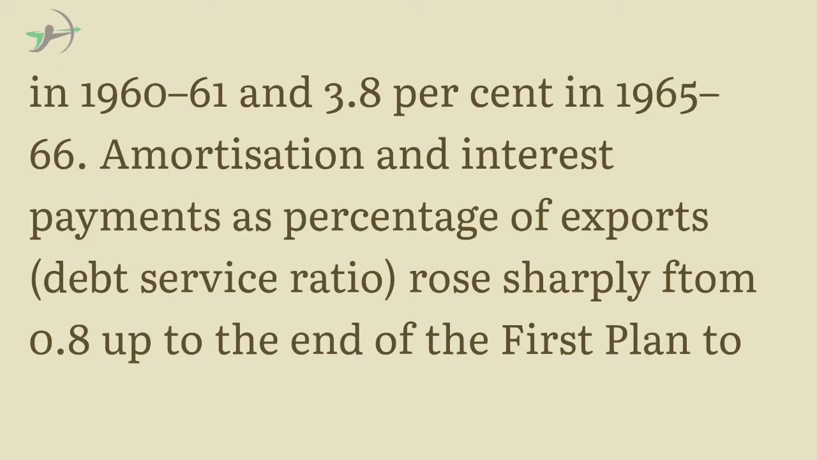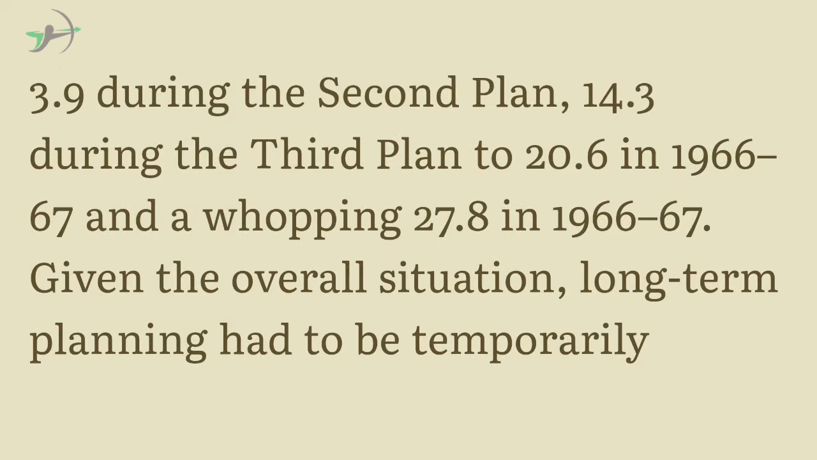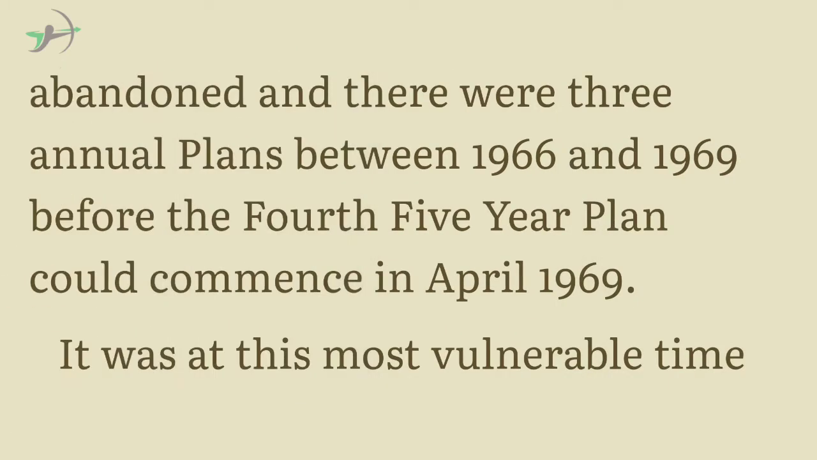Amortization and interest payments as a percentage of exports, the debt service ratio, rose sharply from 0.8 up to the end of the first plan to 3.9 during the second plan, 14.3 during the third plan, to 20.6 in 1966-67, and a whopping 27.8 in 1966-67. Given the overall situation, long-term planning had to be temporarily abandoned, and there were three annual plans between 1966 and 1969 before the fourth five-year plan could commence in April 1969.